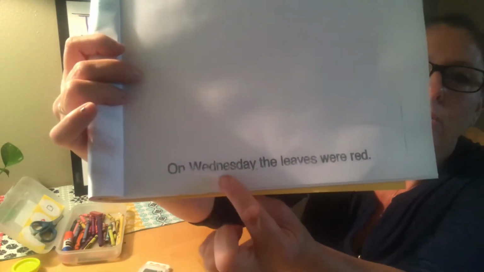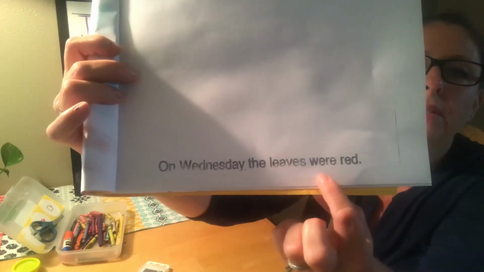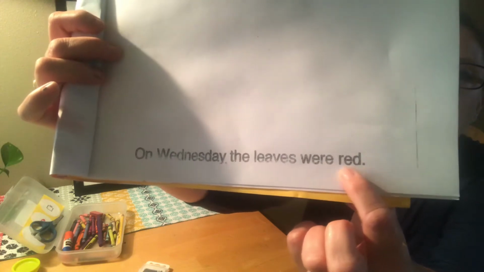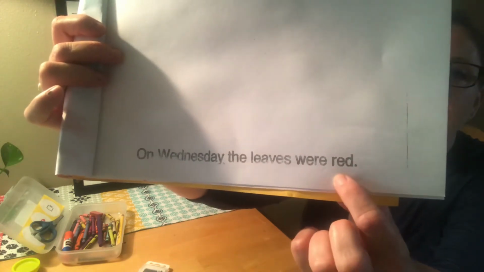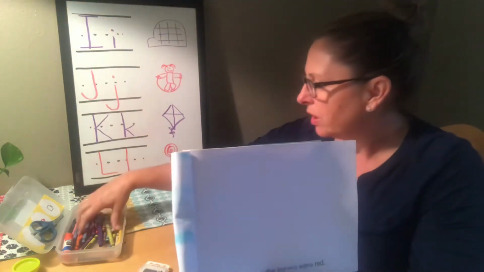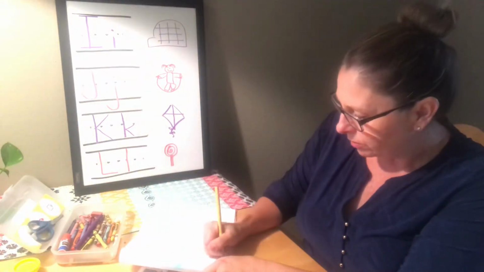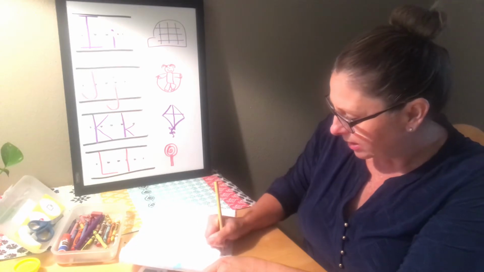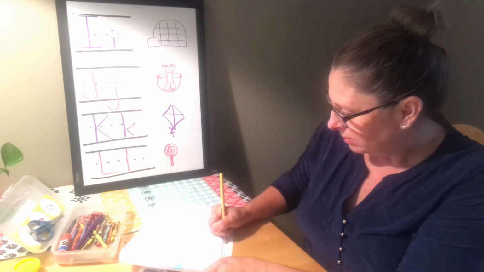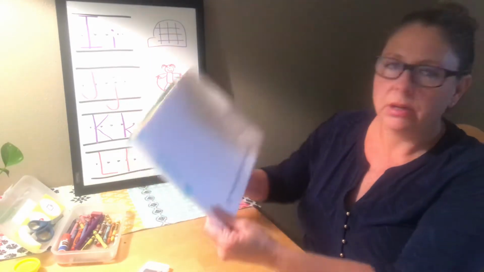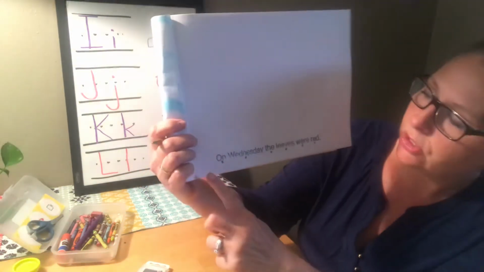Wednesday. On Wednesday, the leaves were R-E-D, red. So we're going to first start like we always do with our pencil, and under each word we're going to make our tracking dot so that we can make sure when we're reading our words and reading our sentences that we are following and touching each word as we read it.